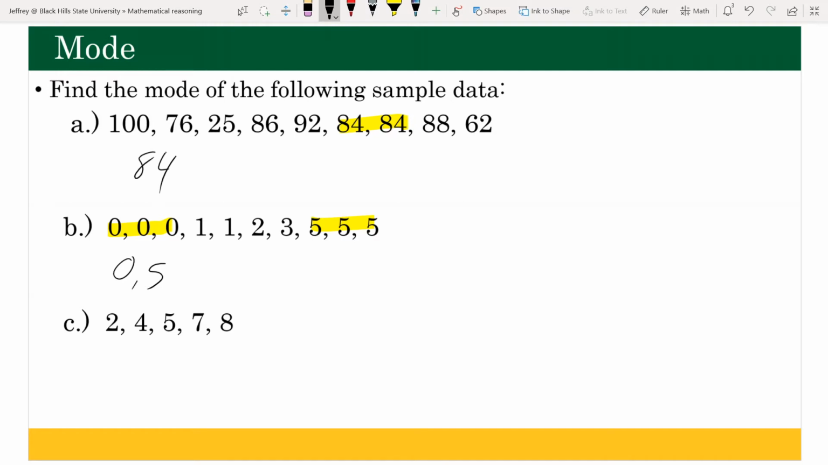For the last one, none of the numbers show up more than once, so we would actually say that there is in fact no mode.